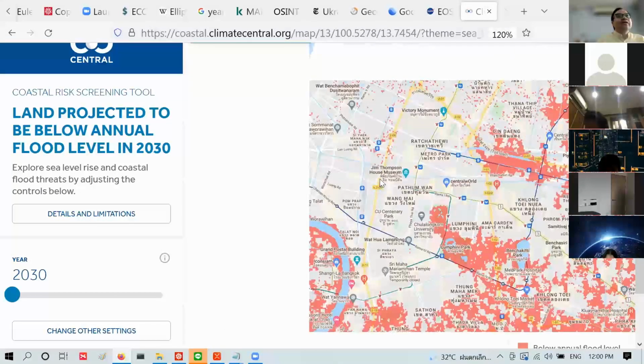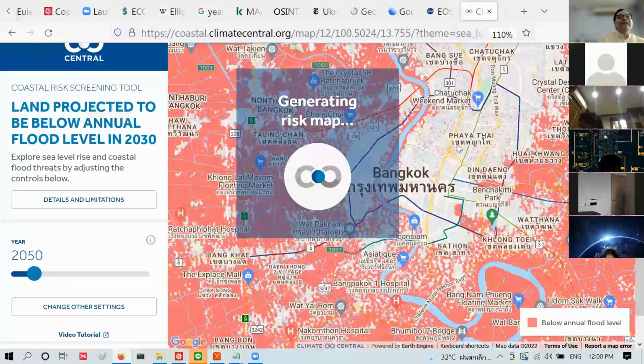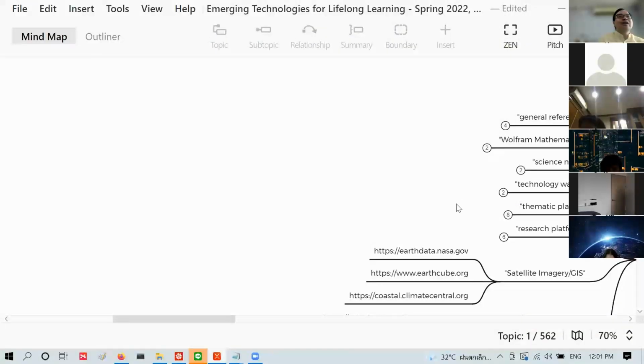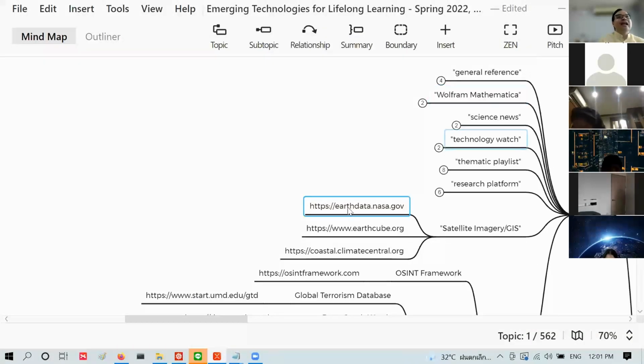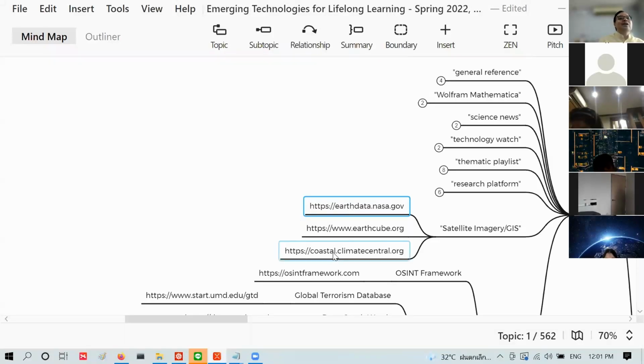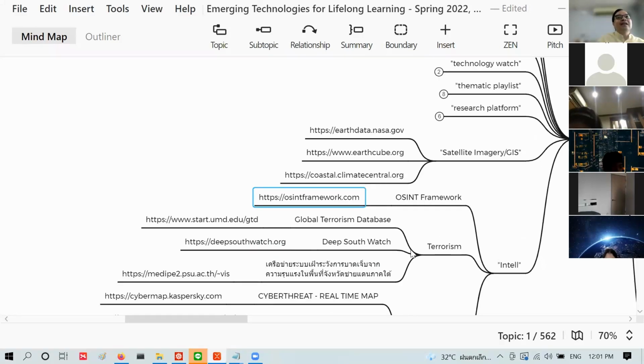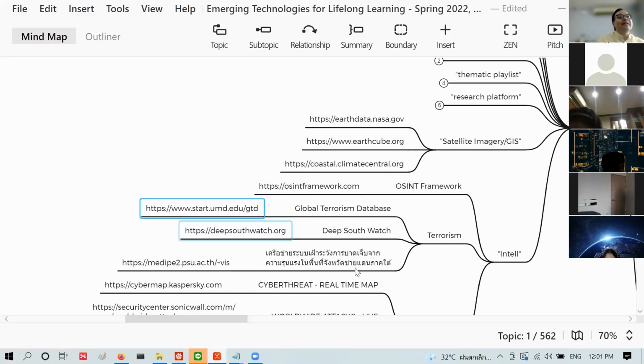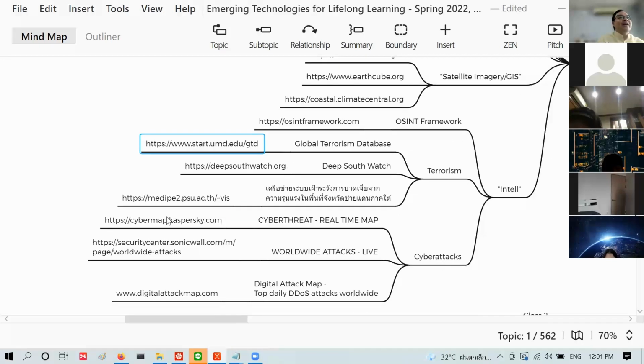Okay, Google Earth is simple, right? Picture of Earth, NASA pictures, but in many spectrums. Coastal climate, picture, calculation. Ocean framework, that's sort of a hodgepodge of everything. This is the terrorism data map. Cyber attack, this one I started, but I haven't shown you.